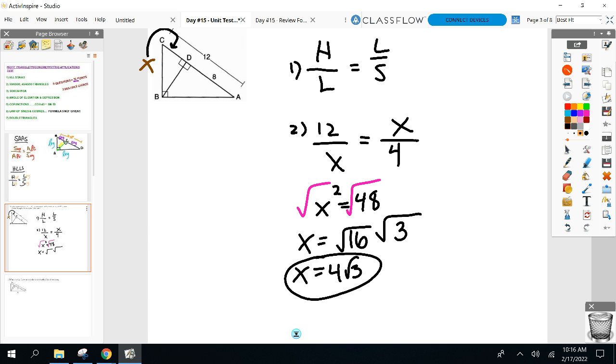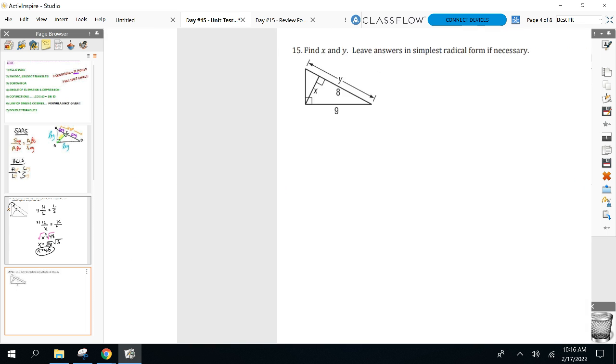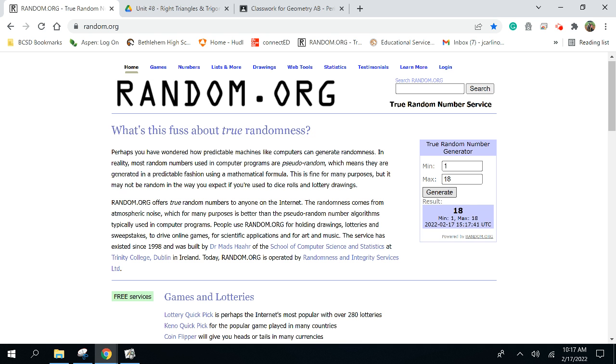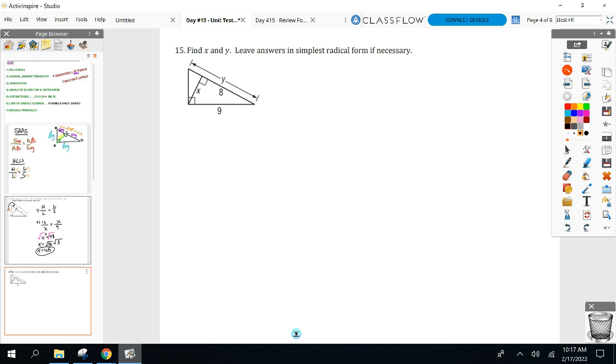All right, another one together and then one on your own. Next one, 15. Now we've got to find x and y, and if possible, we can leave it in simplest radical form. All right, we got to start somewhere. What's x up there? Altitude, right? So usually I'd have to use Sass.